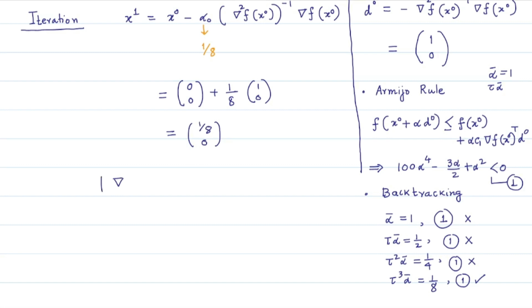Now you check the norm of the gradient at the point x1. You compute it and check if this is less than epsilon, the tolerance level. If not, then go for the next iteration, iteration number 2. I am keeping iteration number 2 to compute x2 as a home task. To find x2, you repeat this entire process, replacing this x naught by x1. You will find the value of x2.